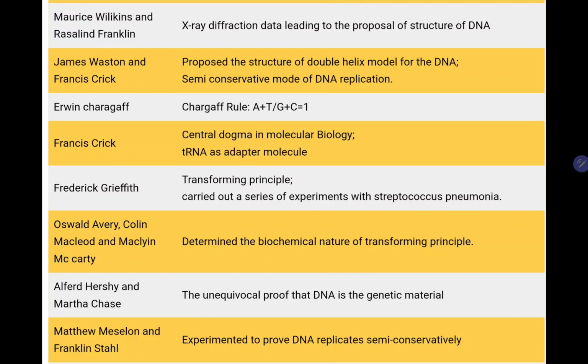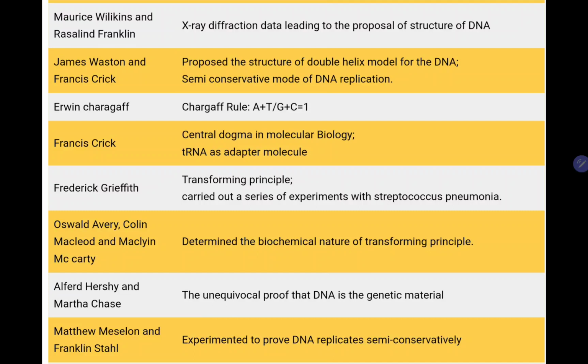Erwin Chargaff: A plus T by G plus C is equal to 1. Francis Crick is the one who gave the central dogma. Central dogma is DNA to mRNA by transcription, mRNA to proteins by translation, and DNA to DNA by replication. This we call the central dogma, given by Francis Crick. And tRNA as the adapter molecule was also proposed by Francis Crick.